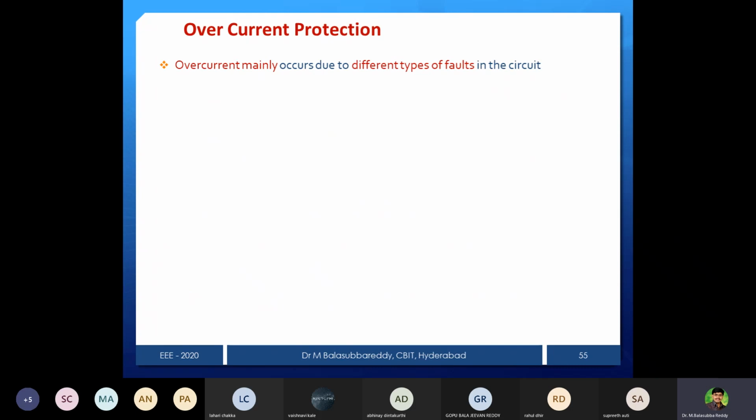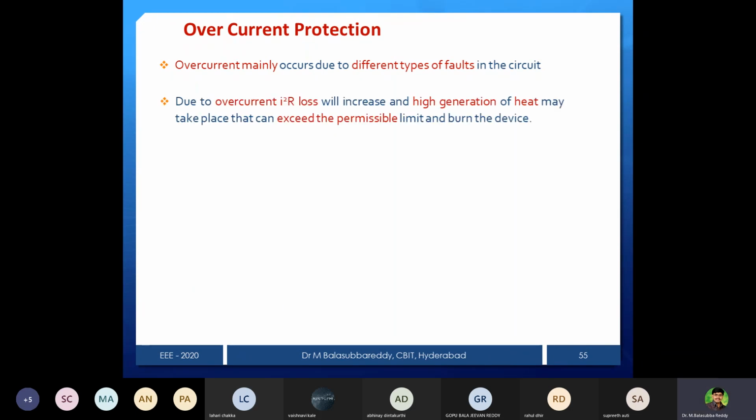Now we'll see the overcurrent protection. This will occur due to different types of faults in the circuit. Due to overcurrent, there is obviously an I square R loss, which will increase the generation of heat. The heat generation can exceed the permissible limit and burn the device. The I square R loss is in the form of temperature, so if that is high, the device will automatically burn.